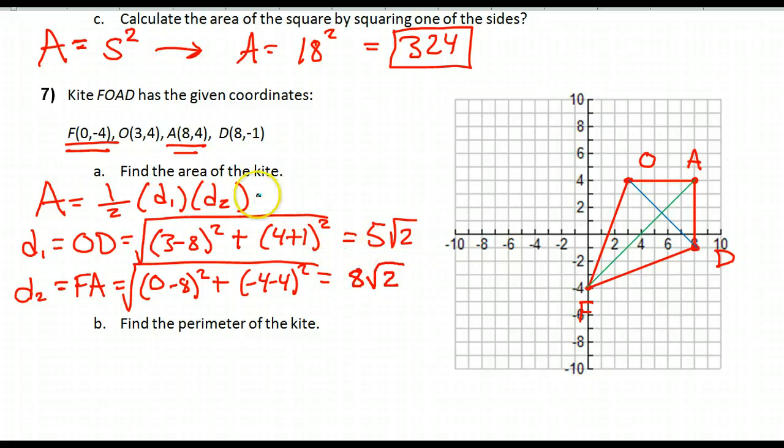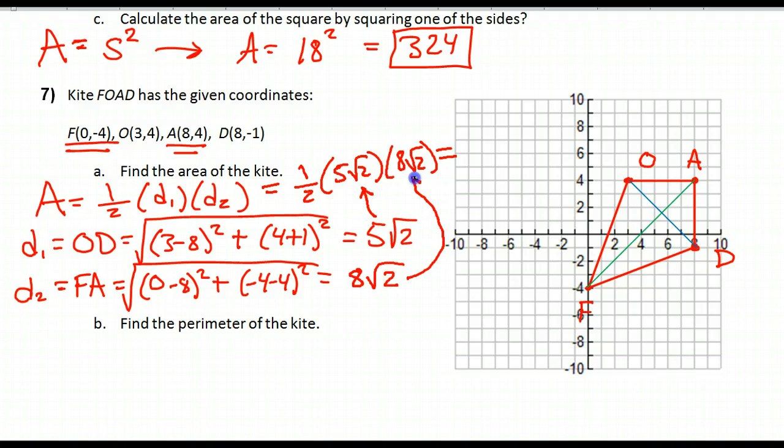Okay, so if we go back and do the formula, the area is going to be then 1/2 times 5 radical 2 times 8 radical 2. Okay, so I just put that into the formula. So let's see what we get. That gives us 40. Okay, so the area of the kite is 40.